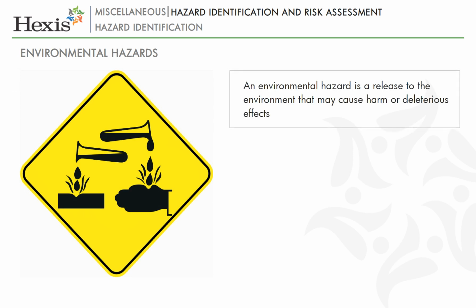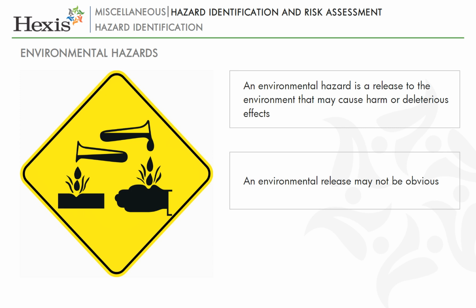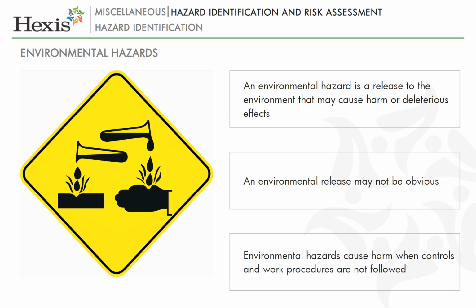The last type of hazard that we are going to learn about is environmental hazard. An environmental hazard is a release to the environment that may cause harm or deleterious effects. An environmental release may not be obvious. For example, a worker who drains a glycol system and releases the liquid to a storm sewer may not be aware of the effect on the environment. Environmental hazards cause harm when controls and work procedures are not followed.